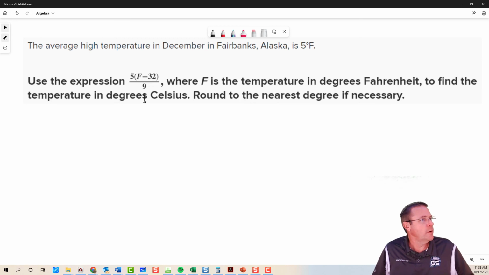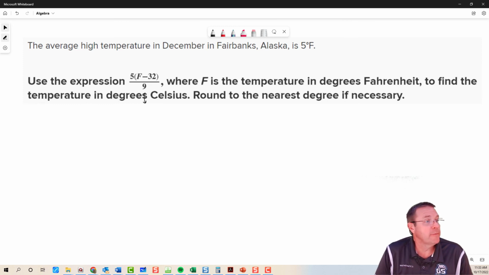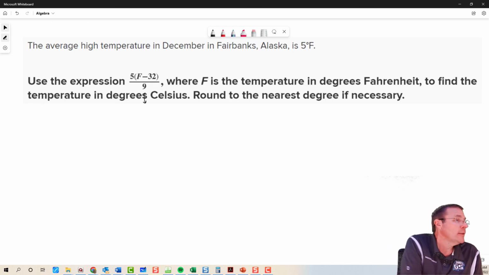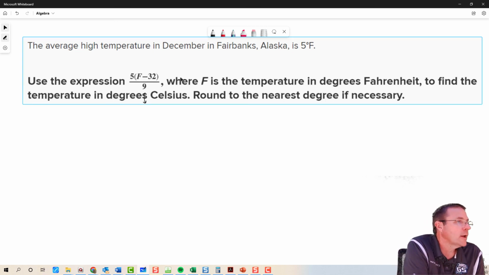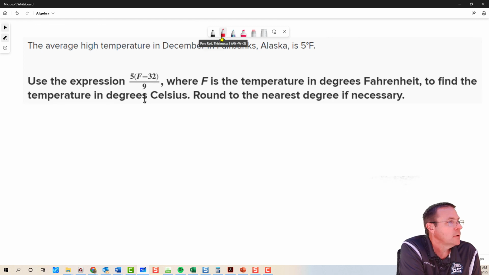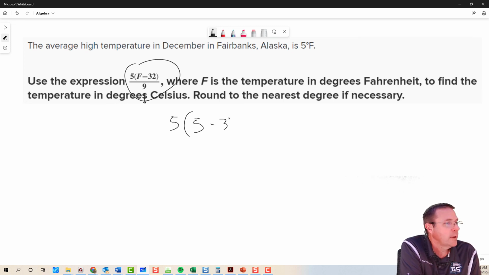So for this problem, we're looking at the average high temperature in Fairbanks, Alaska in December, which it says is going to be 5 degrees Fahrenheit. Guys, that's the average high temperature, 5 degrees Fahrenheit. Not a place I want to live. And they give us a formula for converting from degrees Fahrenheit to degrees Celsius. To find out what that's going to be, we're going to take the formula we have, which is right there, and plug in what we know. We know that the Fahrenheit is 5 degrees, and everything else we're just going to fill in the spots.